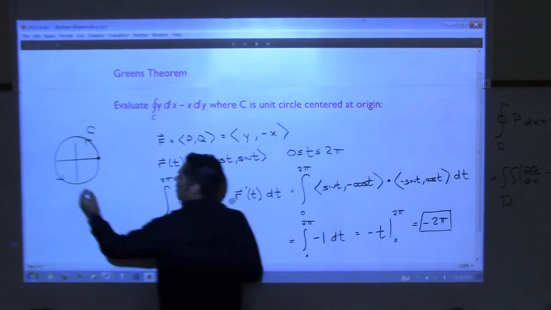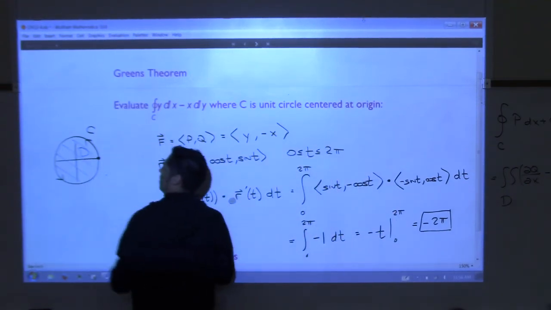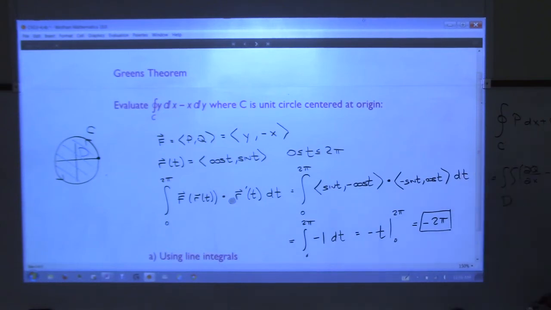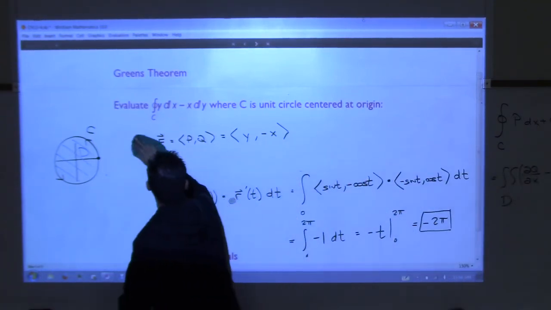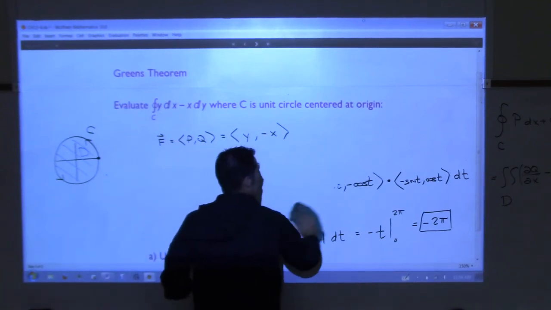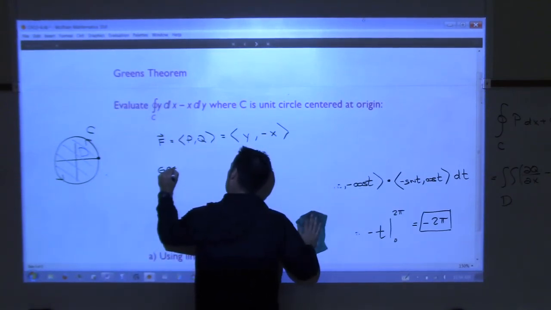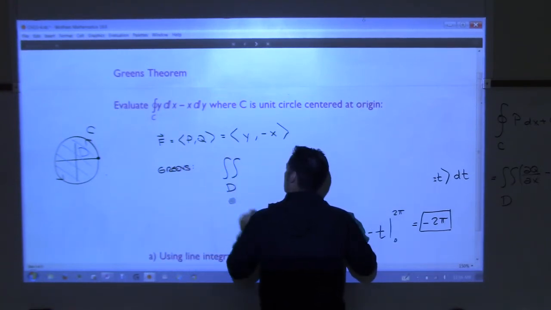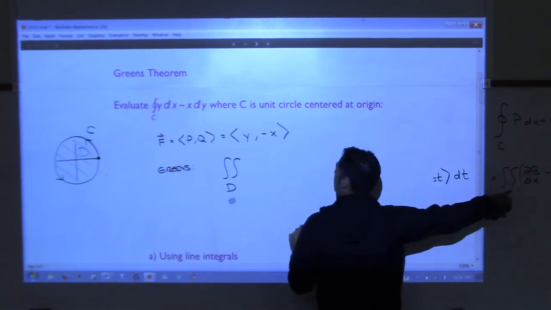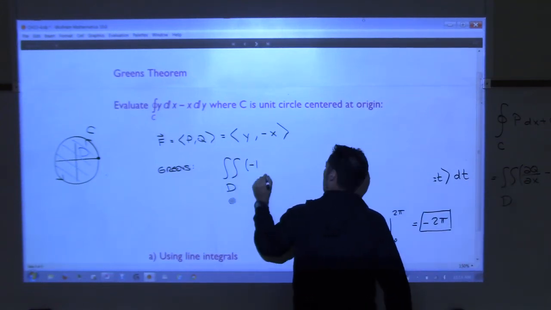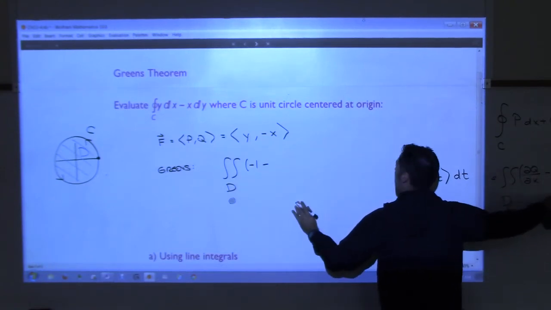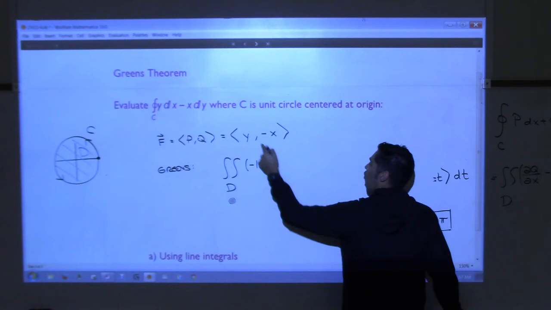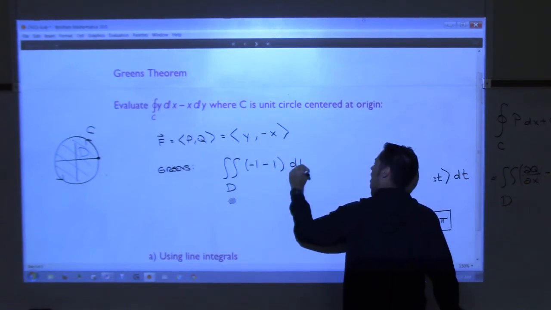Now D is this piece in here, right? That's D in there. And you're going to do the double integral of the partial of q with respect to x minus the partial of p with respect to y with respect to area. Let's take a look at that. What does that look like? So I'm going to leave p and q up there. If I use Green's theorem instead, then I'm going to do the double integral over D. What is the partial of q with respect to x? Negative 1 minus the partial of p with respect to y, which is 1, dA, like that.